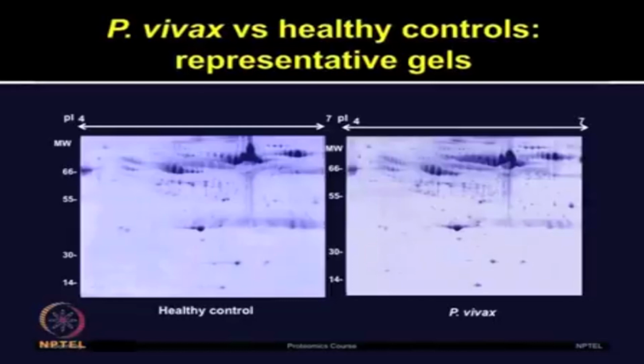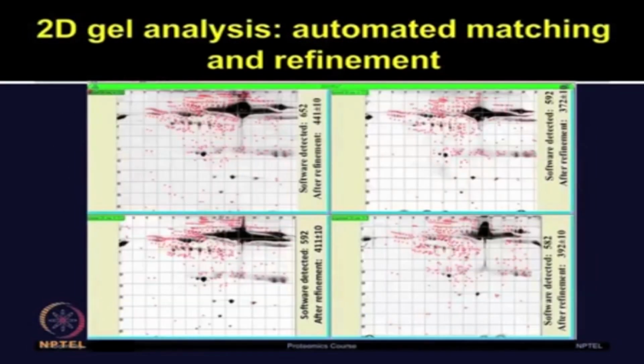So, these samples, as you can see, were showing a large number of protein spots resolved on these gels. After separating these protein samples on these 2D gels from various patients and controls, the most challenging task was the data analysis. So, automated matching as well as manual refinements were performed to obtain how many spots are significantly modulated due to vivax infection.